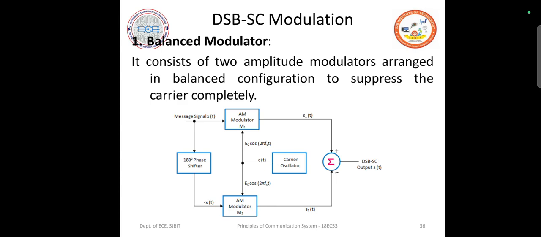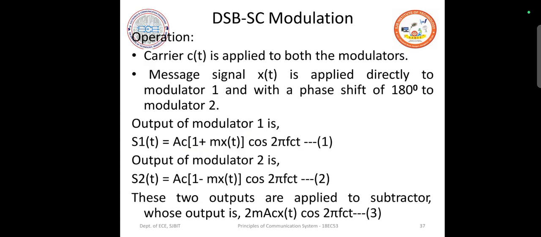The other input given to the AM modulators is the oscillator frequency, which is cos 2 pi fct. Now if you try to see what is happening, s1 of t will have Ac into 1 plus m times x of t, cos 2 pi fct. The other one will be Ac into 1 minus m times x of t into cos 2 pi fct. So when you take the subtraction of these two, what you get is 2m times Ac times x of t into cos 2 pi fct.